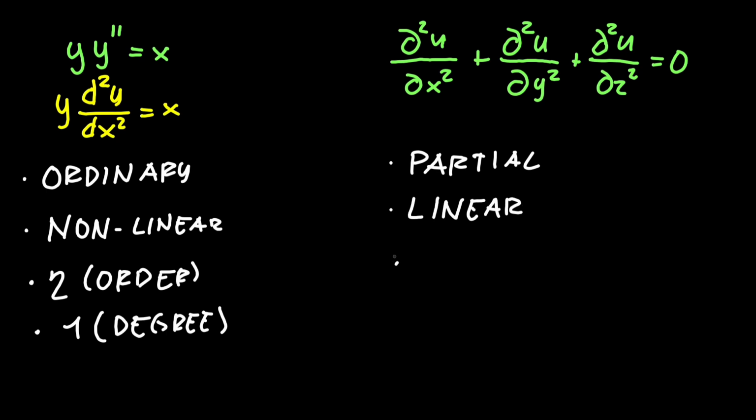Next up, let's identify the highest derivative. You can see here, they are all the same because they are the second partial derivative. So the order here is 2. And so the degree, or the exponent of the highest derivative, you can see here, is automatically 1.